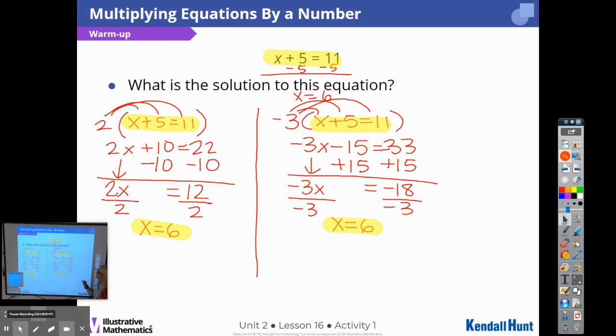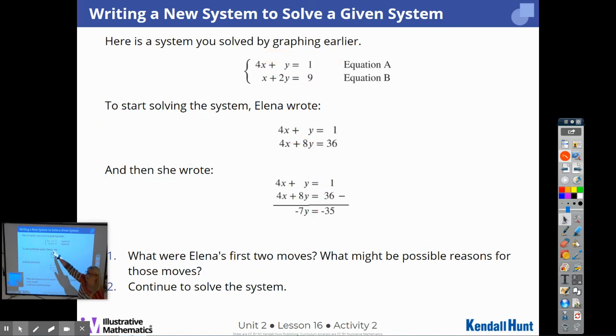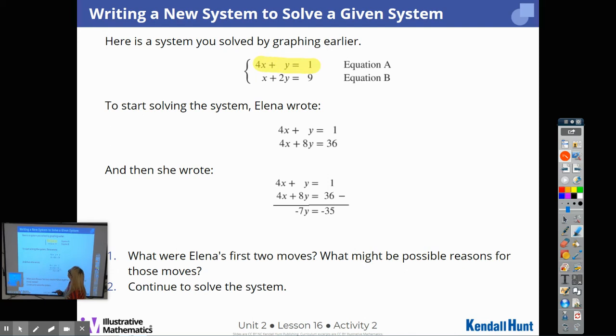This helps us when we are solving systems of equations, because to solve using elimination, we would have to make sure that the number in front of x is the same, or the number in front of y. So when we have two equations that do not have the same coefficient in front of x or y, we can multiply those equations by something. Here she's starting out with 4x plus y equals 1 and x plus 2y equals 9. To start solving, Elena took equation B and multiplied it by 4.